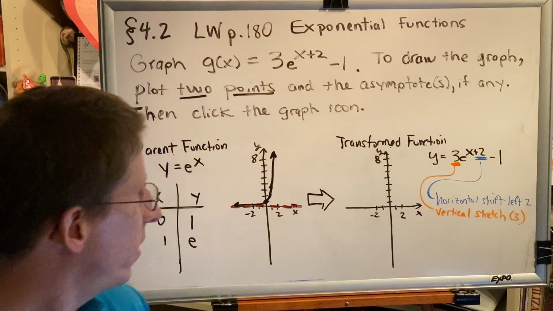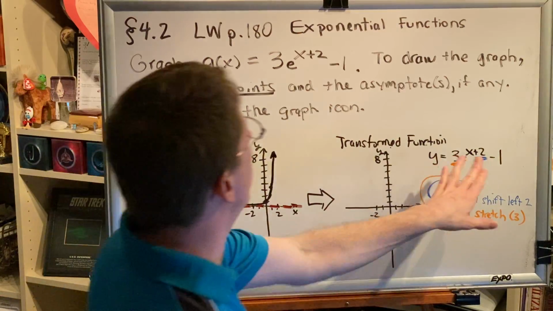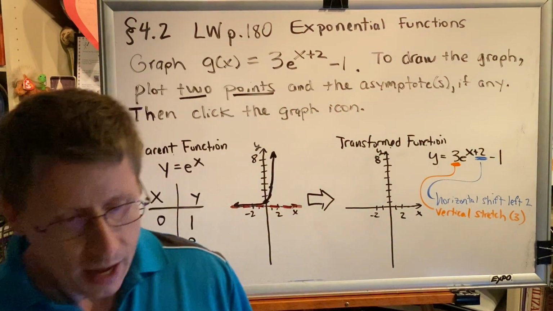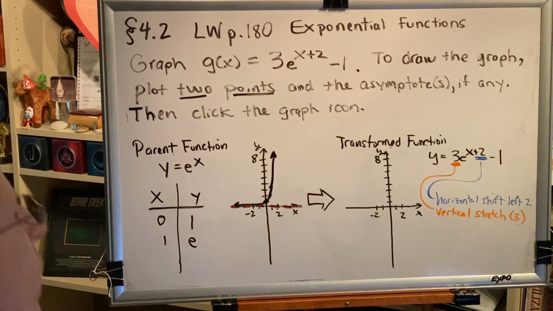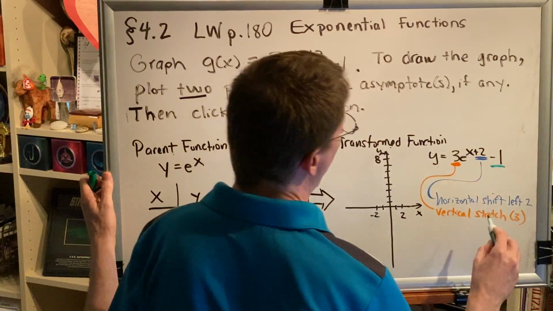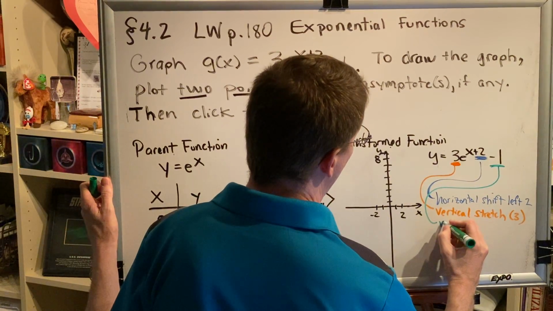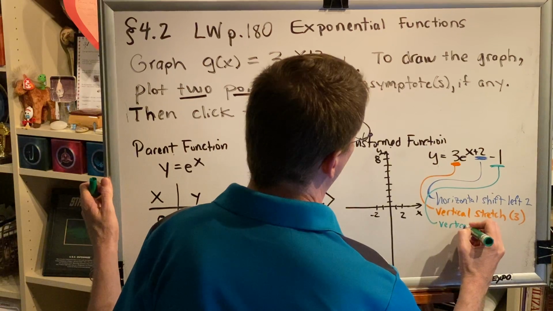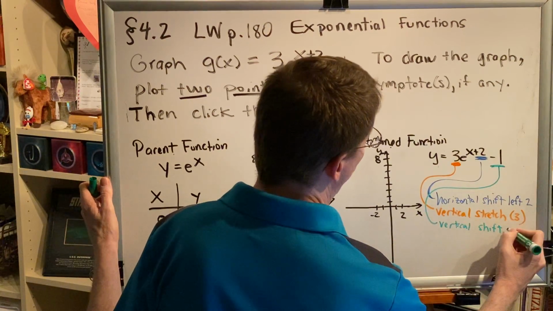All right, and then the next thing we look for is reflections. We do not have any reflections. Nowhere in here is there multiplication by -1. And then the final thing that we look for is adding or subtracting outside, far from x, which we do have, and this is indicative of a vertical shift. So this becomes the third thing that we do, which is a vertical shift. And we're going down 1.